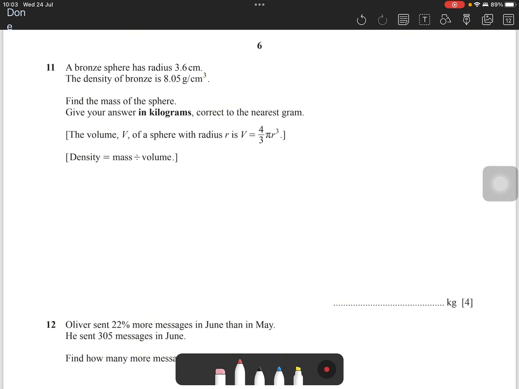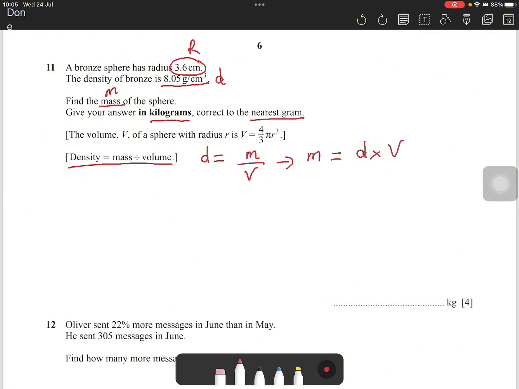Question 11. A bronze sphere has a radius of 3.6 centimeters. The density of the bronze is 8.05 grams per centimeter cubed. This is the density. Find the mass of the sphere. Give your answer in kilograms, correct to the nearest gram. Knowing that the density is equal to mass divided by volume, to find the mass, we will need to multiply the density and the volume together.